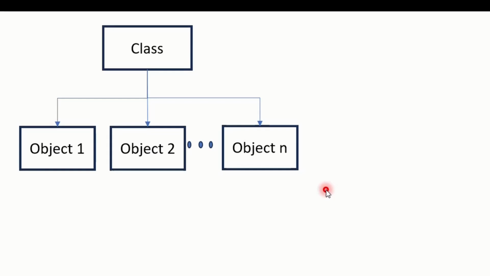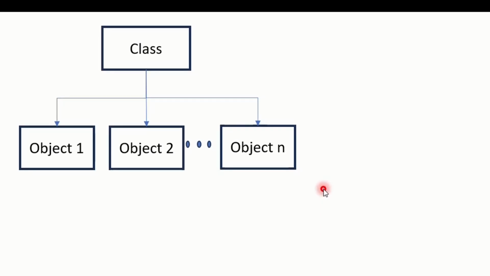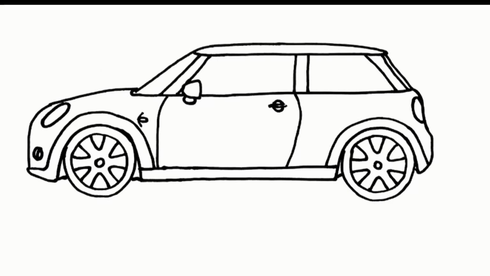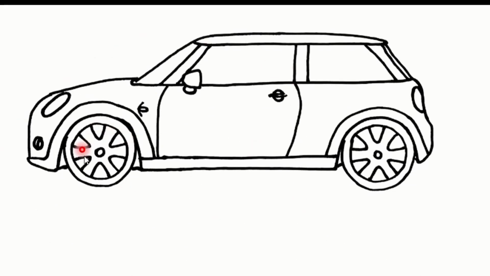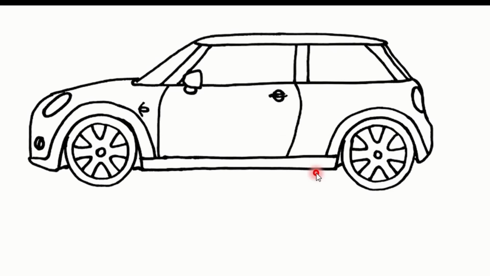Each and every object has properties. To understand this, I will give you an example. Consider car is an object. Number of wheels is one property of a car. Number of seats is another property of the car. And probably another property is the fuel tank capacity.